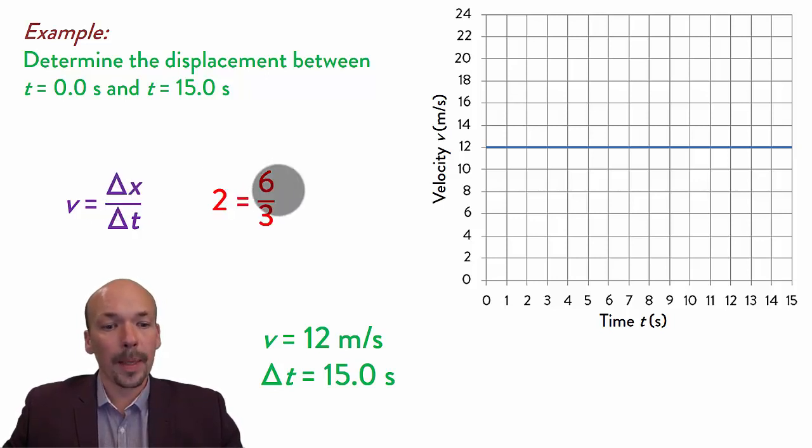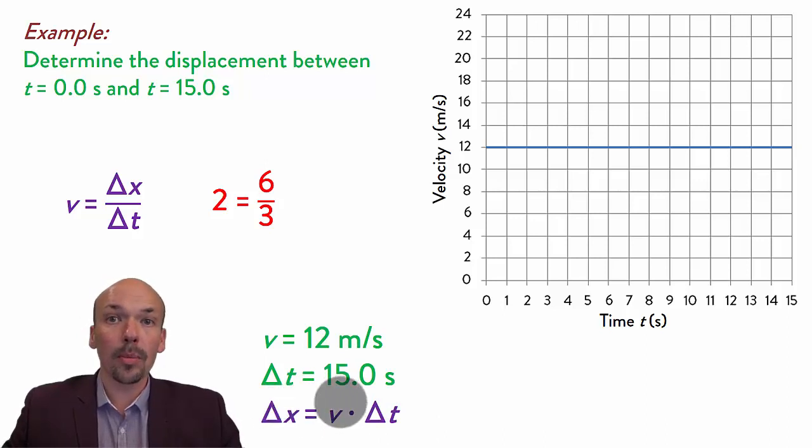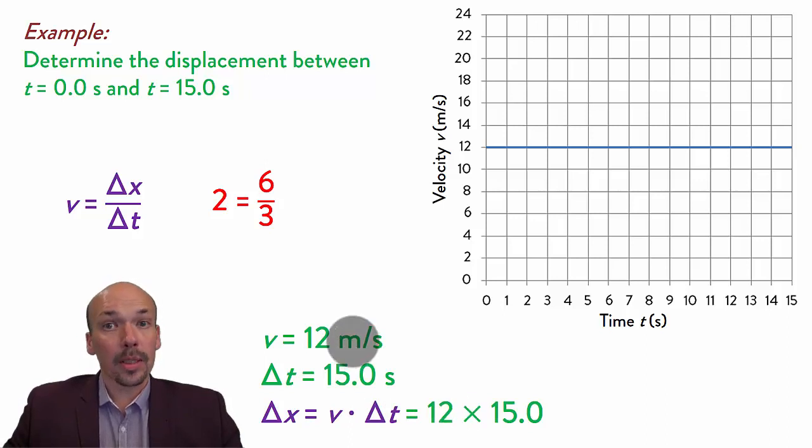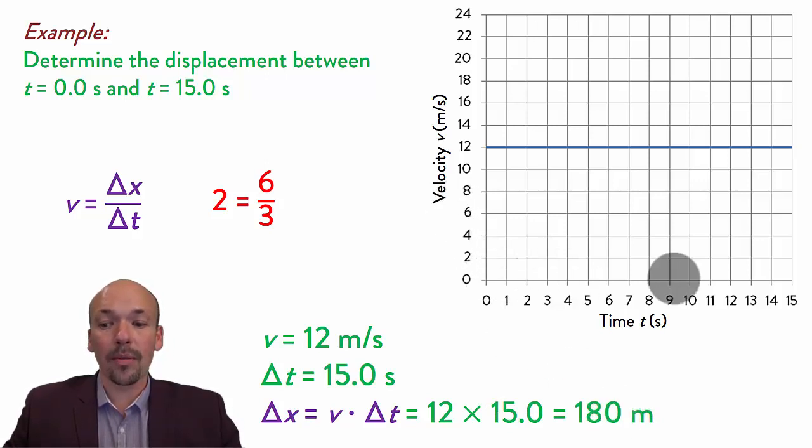So we need this one, the velocity times the time. It will look like this. To calculate the displacement, we multiply the velocity with the time. So 12, because that's the velocity, times 15, because that's the time, and we have a displacement of 180 meters. So during those 15 seconds, this motion had a displacement of 180 meters.